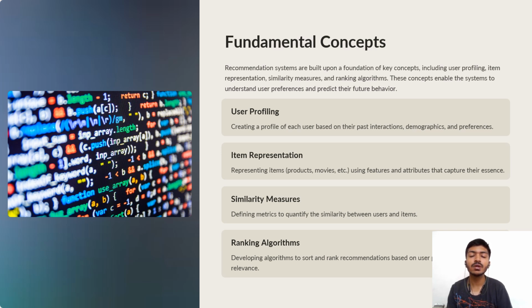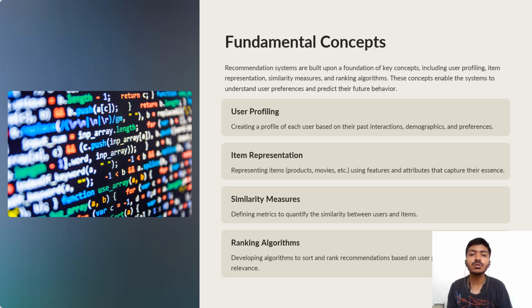So user profiling involves creating a detailed profile of each user by collecting and analyzing their past interactions, demographics and preferences. Its components include past interactions, demographics, and preferences. Then the second one is item representation. Item representation involves describing items such as products, movies or articles using features and attributes that capture their essential characteristics.